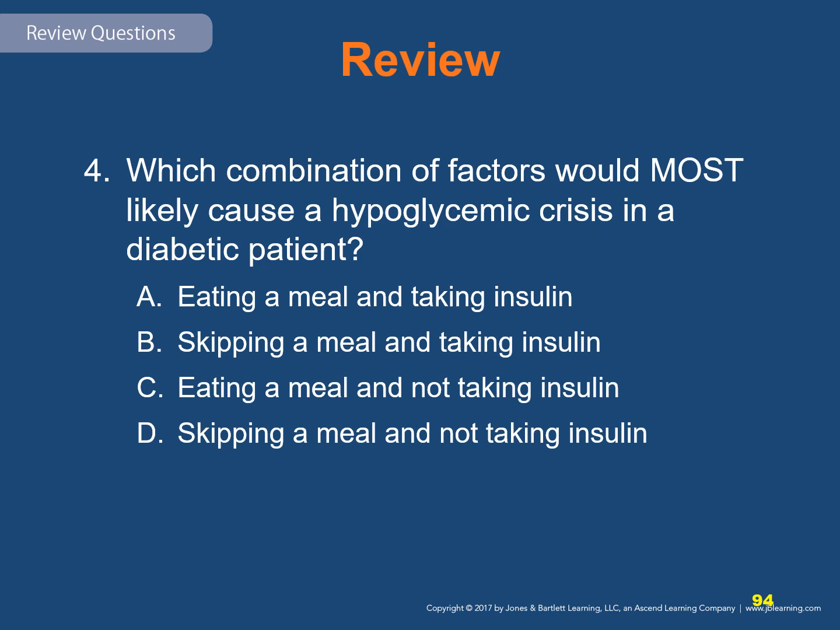Number 4. Which combination of factors would most likely cause a hypoglycemic crisis in a diabetic patient? A, eating a meal and taking insulin. B, skipping a meal and taking insulin. C, eating a meal and not taking insulin. Or D, skipping a meal and not taking insulin. This is actually related to an earlier question we had, so you should be able to get this one right.